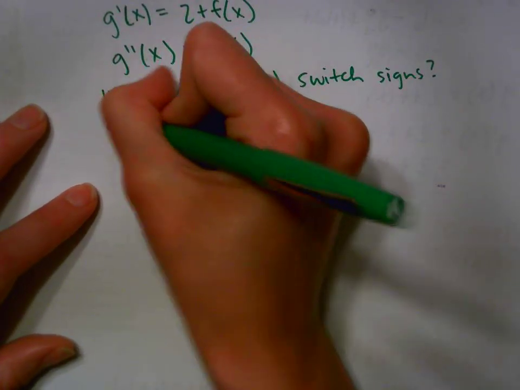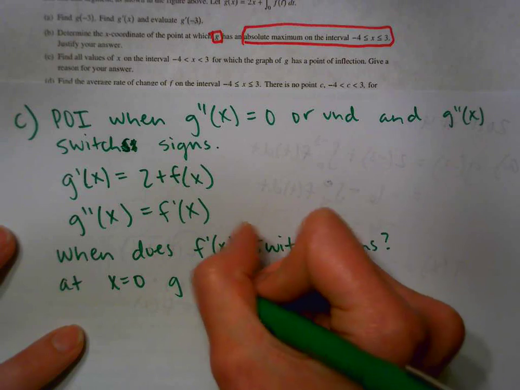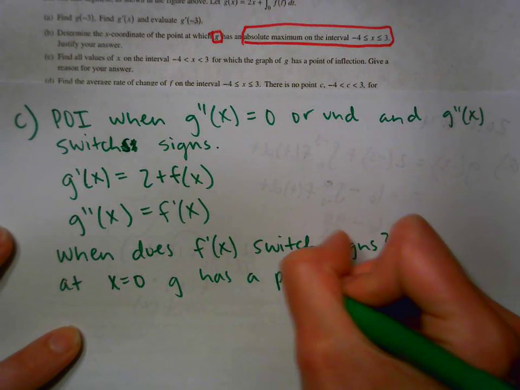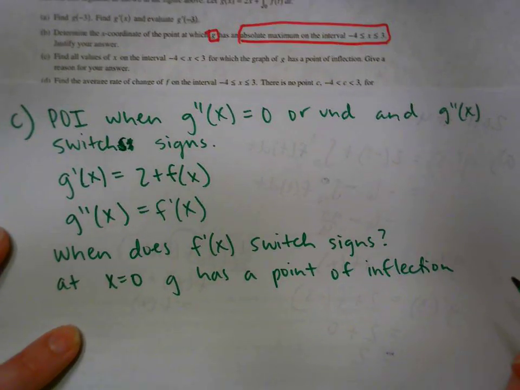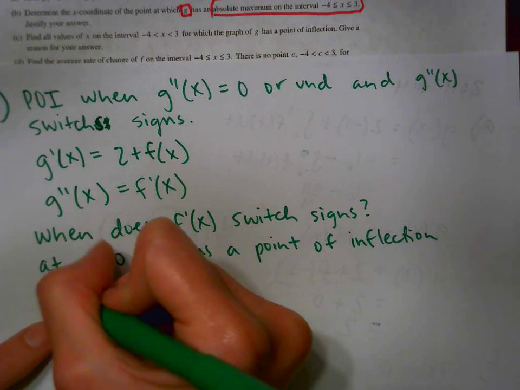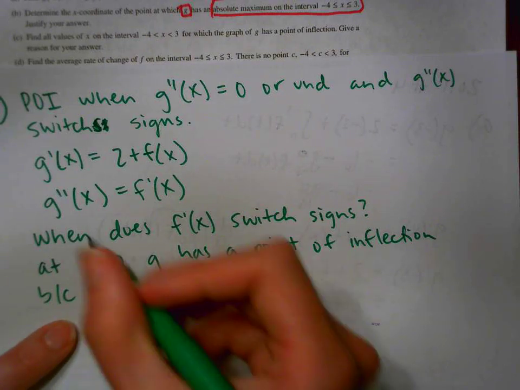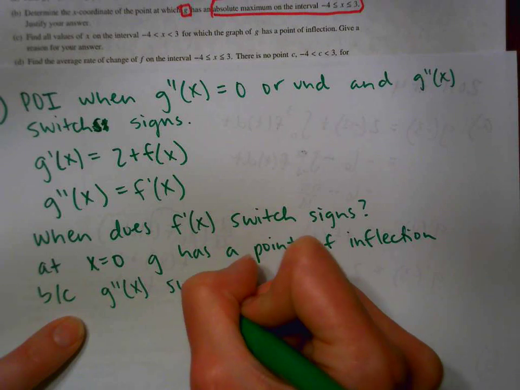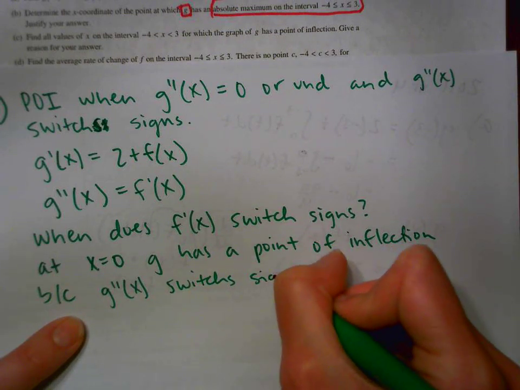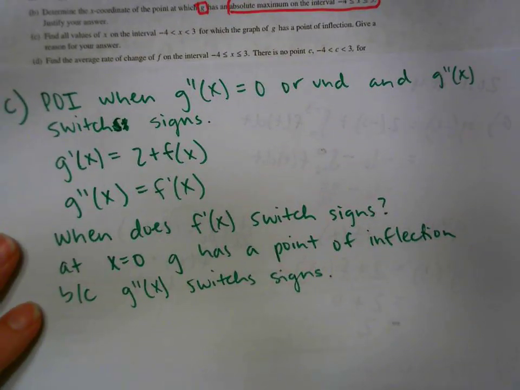So at X equals 0, and I'm just going to reword my answer and say G has a point of inflection because, now if you wrote all that out, you probably wouldn't need to rewrite it, but I'm just summarizing, G double prime of X switches signs.